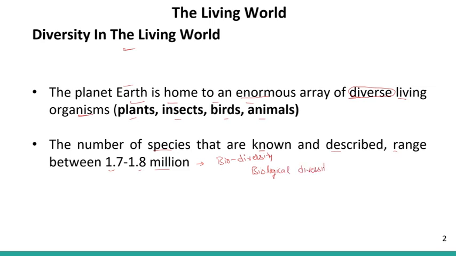Why is there so much diversity? Because there is continuous evolution going on. There are also mutations, sudden changes in the genetic material, which can sometimes lead to the formation of a new species as well. Usually they are not carried forward.